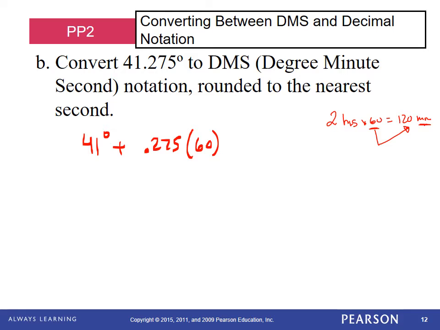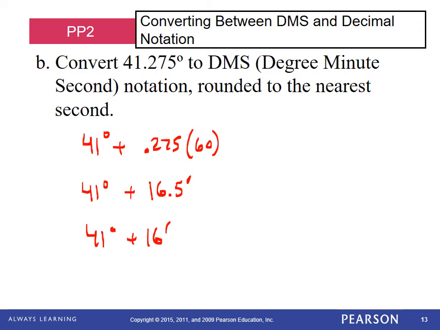I'm going to take this and multiply it by 60. Once we do that, we're in terms of whole minutes. So the 41 degrees is still here, but now we get 16.5 minutes. Again, we separate the 16 from the 0.5. So 41 degrees plus 16 minutes plus 0.5 of something, and that something is going to be a multiplication by 60. Multiply that here, and we have 41 degrees, 16 minutes plus 30 seconds.